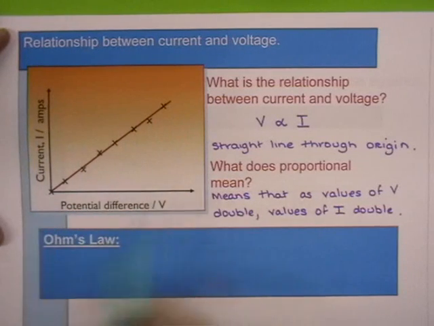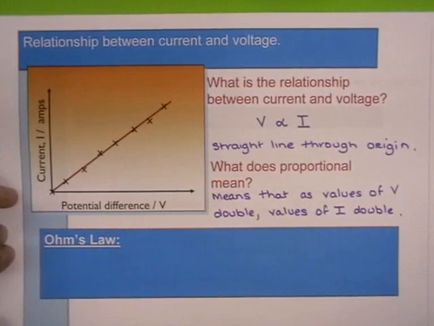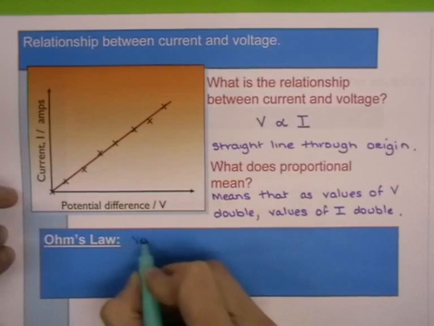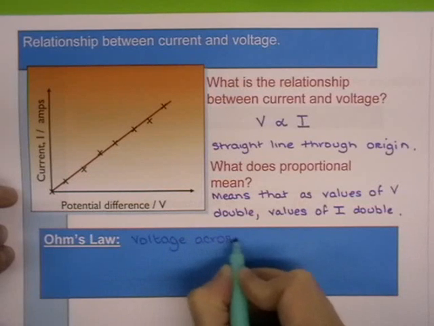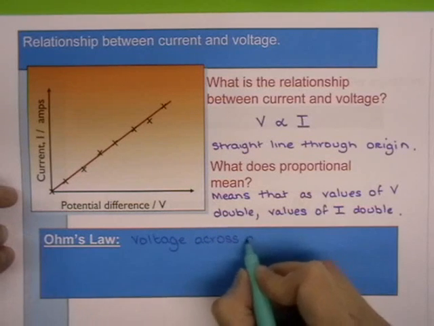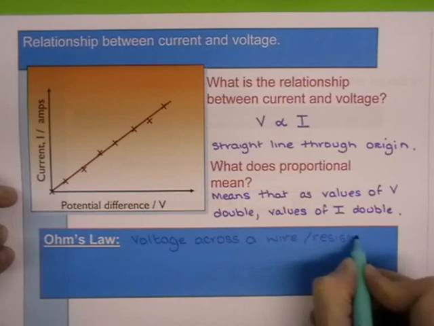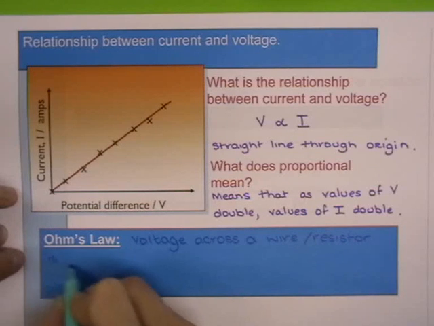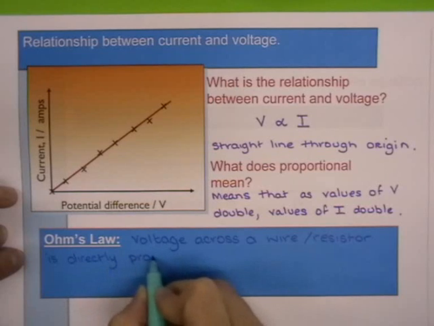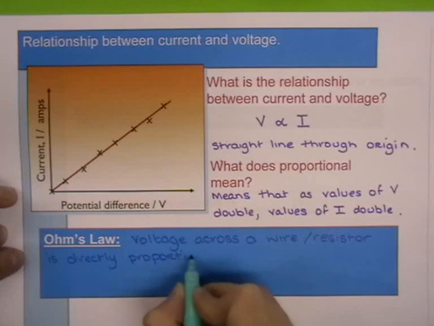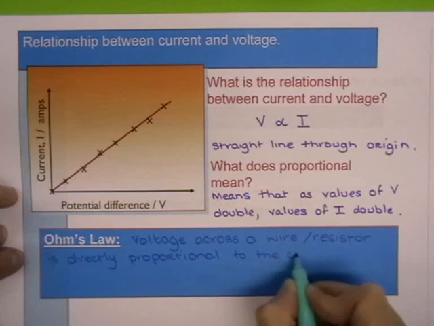So this graph leads us to something called Ohm's Law. And Ohm's Law is about this direct proportion idea. So the voltage across, I'm going to write a wire or resistor, is directly proportional to the current across it, or the current passing through.